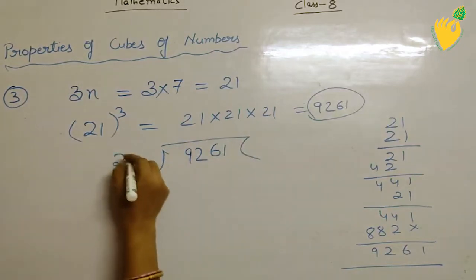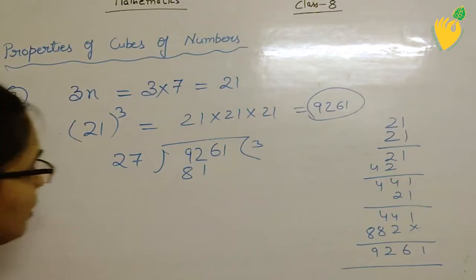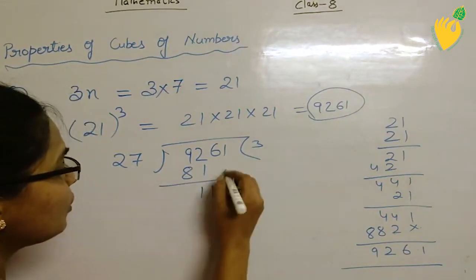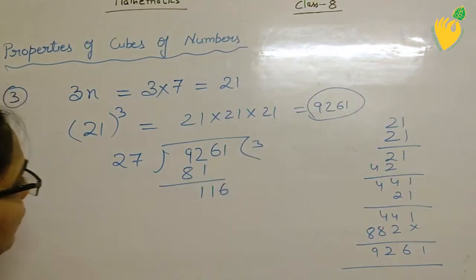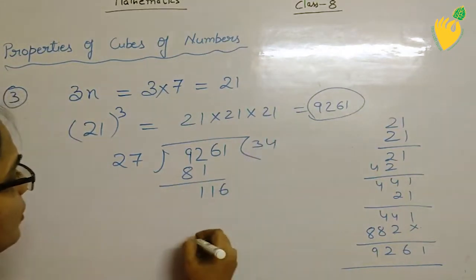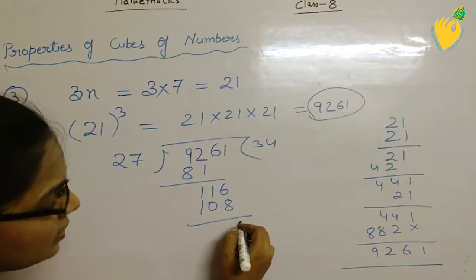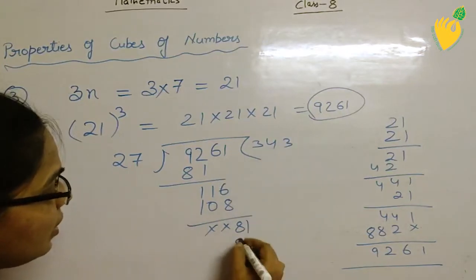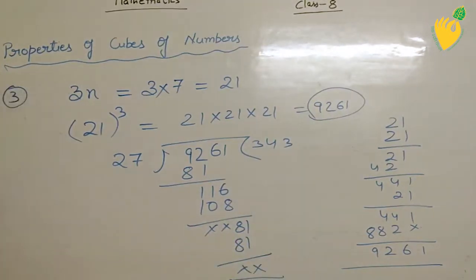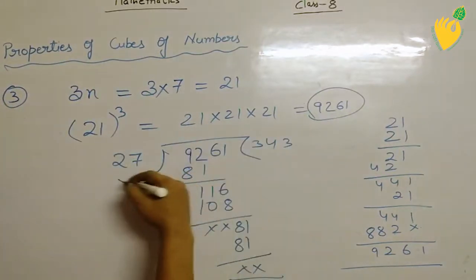9261 divided by 27. 27 threes are 81, and so on. We can check the division and see it goes evenly. So we can say that any number, if it is a multiple of 3 or it is in the form of 3n, its cube will be a multiple of 27.